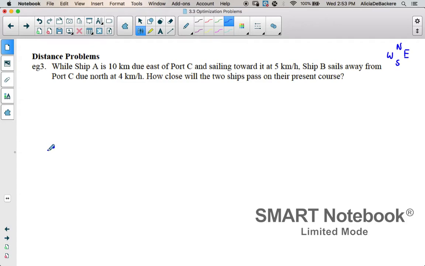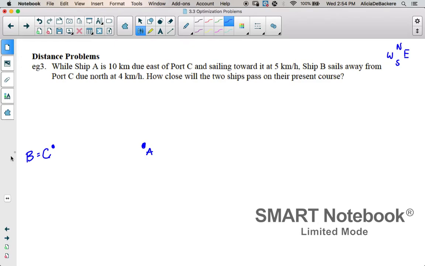Remember, whenever I'm trying to make sense of a problem, it always helps to draw a picture. And ship A is somewhere off to the east of this. I'm going to draw it nice and big. And then we've got ship B, and ship B right now is at the port, but it's going to sail away. It's going to head up to the north. So right now, the point C is actually the same as where ship B is.